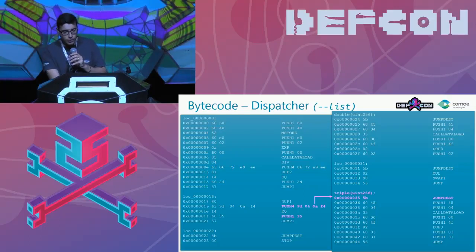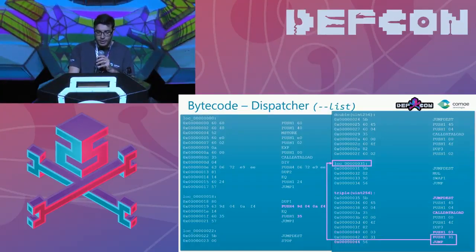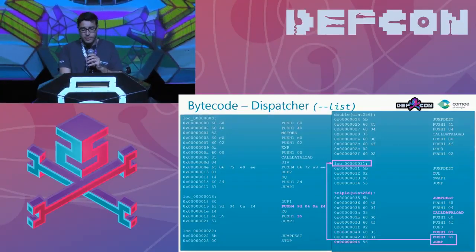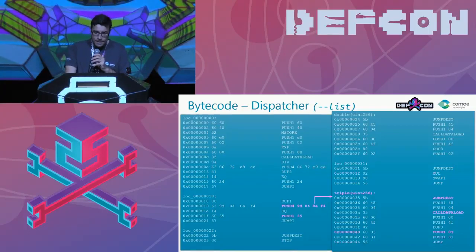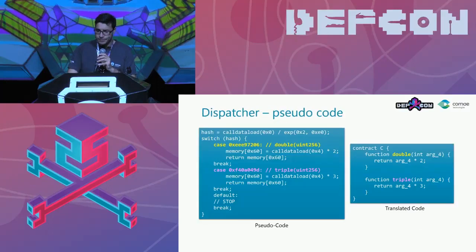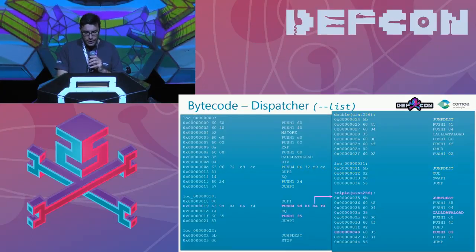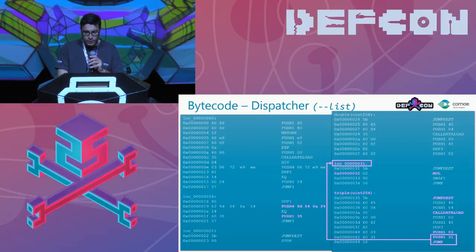And same thing with the triple. We're going to see it's going to read the input parameter again, push a 3, and then execute the multiply instruction. And if we go back to the initial source code of it, that's basically what it was doing. It was pretty straightforward. Obviously there are smart contracts that are more complex than this, but that's basically to illustrate how easily you can decompile the actual code.